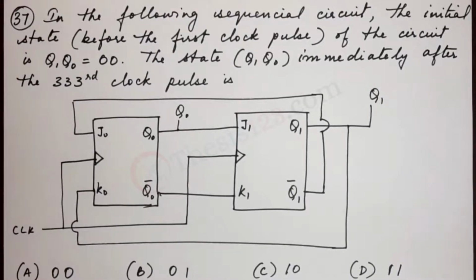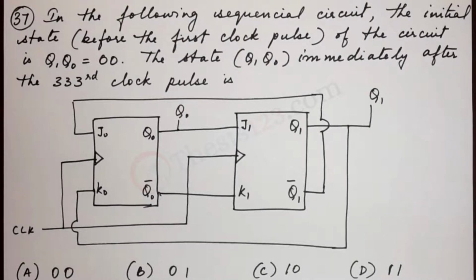Here's the next question, number 37. In the following sequential circuit, the initial state before the first clock pulse of the circuit is Q1 Q0 equals 0 0. The state Q1 Q0 immediately after the 333rd clock pulse is, so we have our four options given.